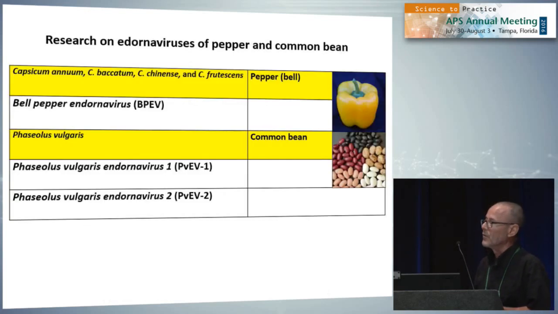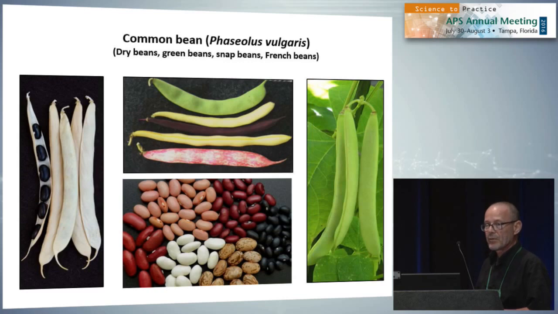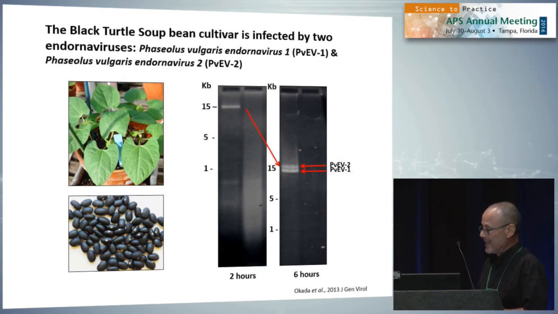Okay, I want to focus on our results of work on bell pepper endornavirus and common bean endornaviruses. Common bean is a very important crop, nutritionally and also economically. Many years ago, it was found that common bean was infected by an endornavirus. Even some sequence was deposited in GenBank.